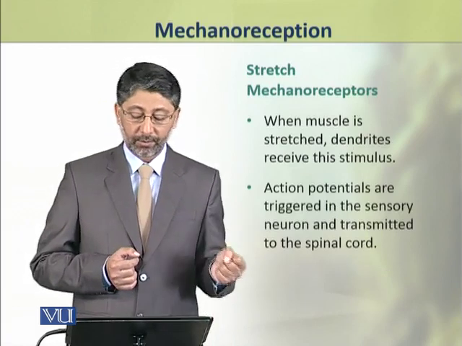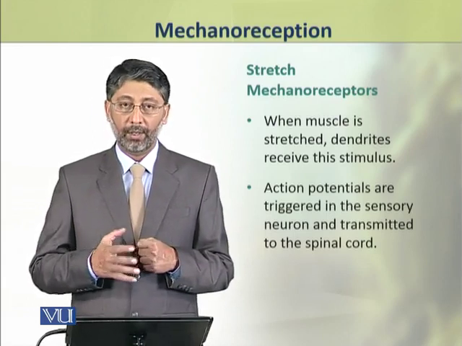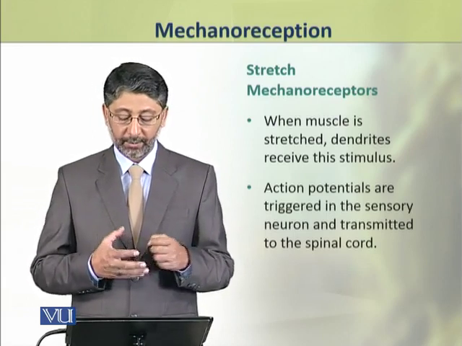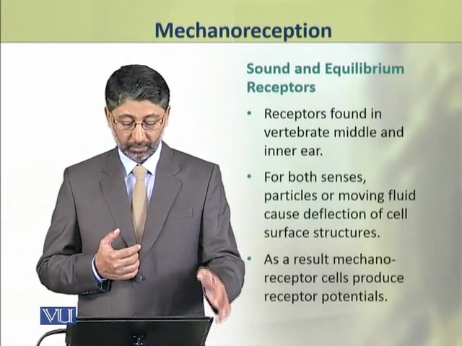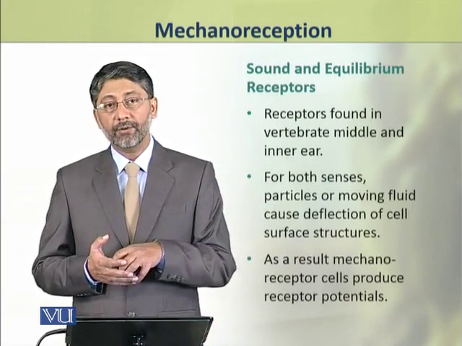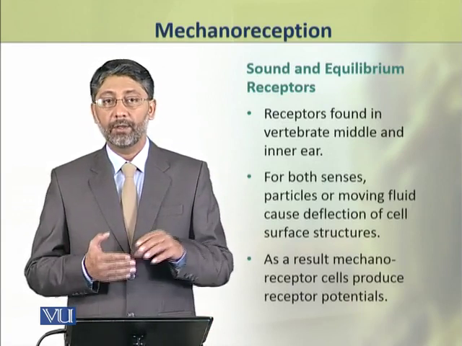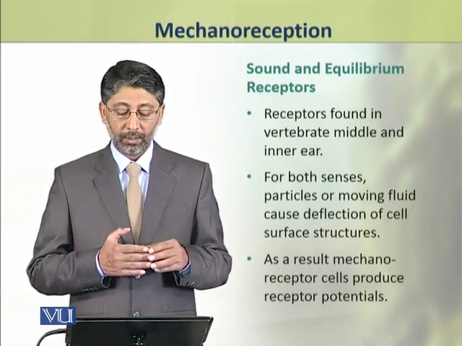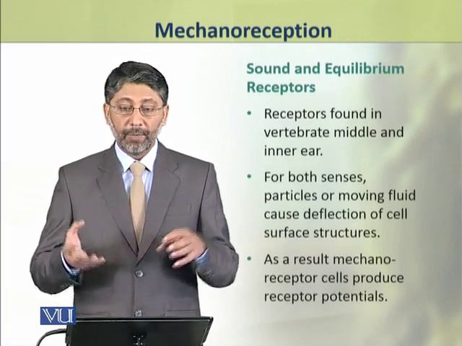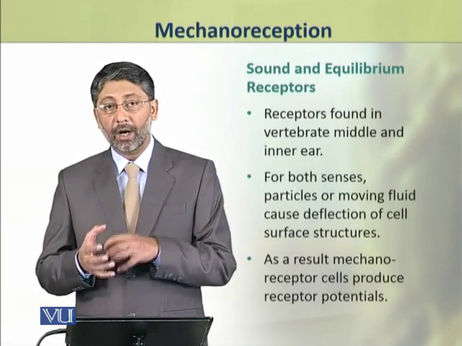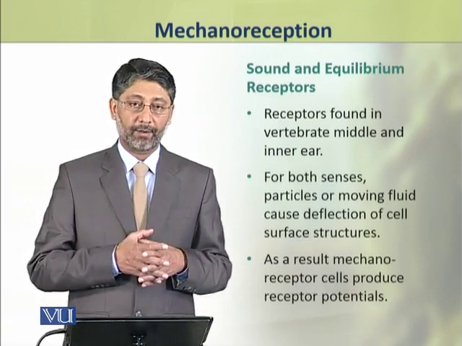When a muscle is stretched, dendrites receive this stimulus. As a result, action potentials are triggered in the sensory neurons and transmitted to the spinal cord. Another type of mechanoreceptors are involved in the reception of sound and equilibrium. These receptors are found in the middle and inner ear of vertebrates. For both these senses, there is a basic pattern.